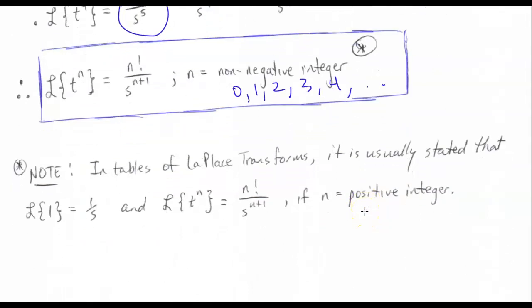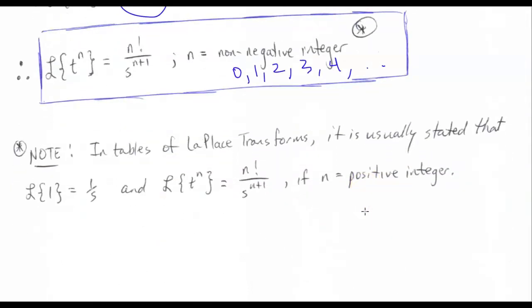Now, when we normally look at tables of Laplace transforms, we'll see that for the constant case, the Laplace transform of 1, they state that separately and then state it like this for values of n that are positive. So this would be 1, 2, 3, 4, and so on and so forth. That's normally how you'll see it in a Laplace transform table, and not necessarily like this.